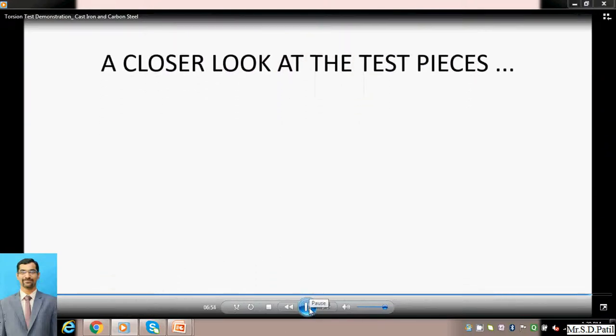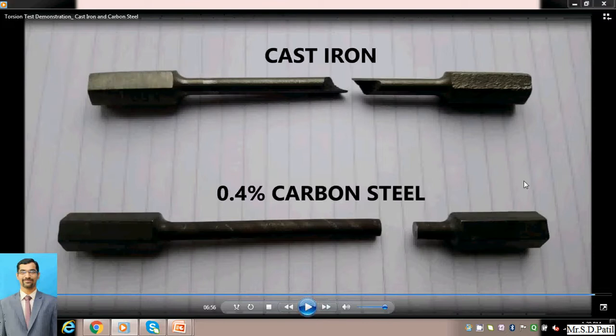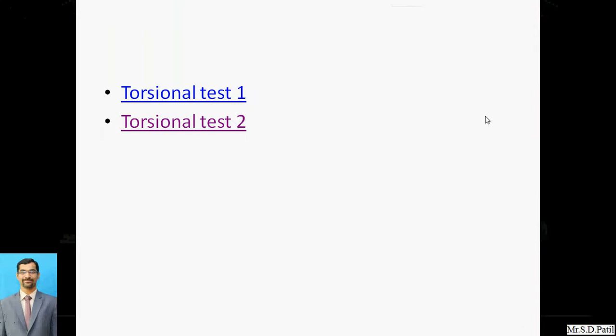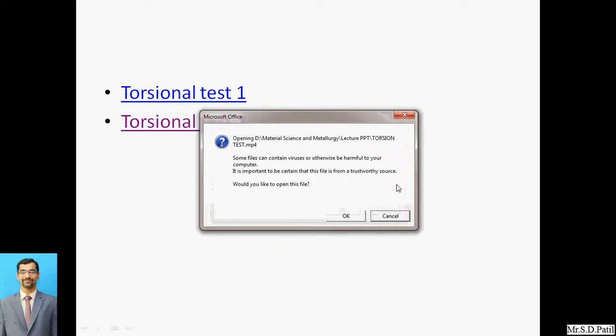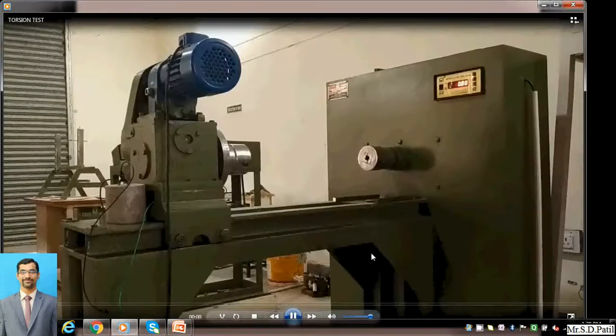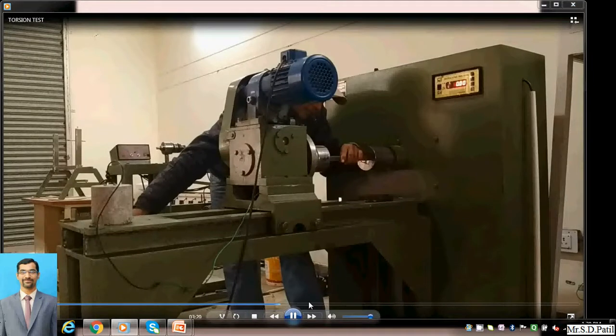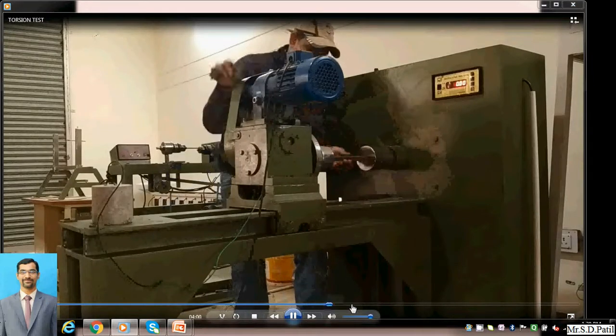So this is the closer look at the test specimens. Here we can see this is the failure for the cast iron rod. This will be the pattern for cast iron, and this is the failure for 0.4% carbon steel. Similarly, in the previous slide, this is for the ductile material, meaning steel, and we got the same kind of failure, and this is the failure for the brittle material. Now, how in general this particular test is carried out, we are going to see in this video.